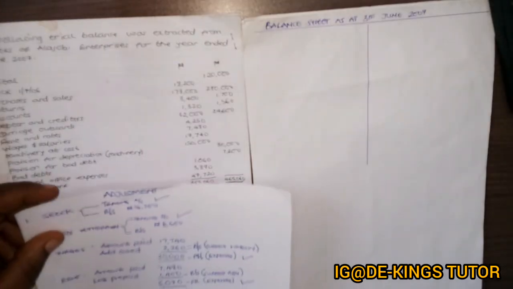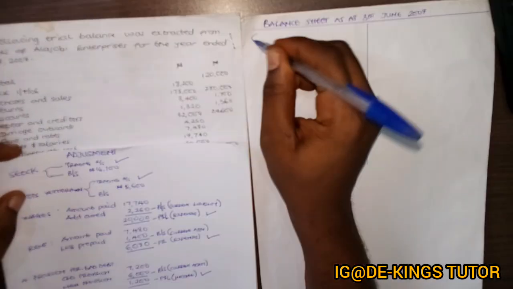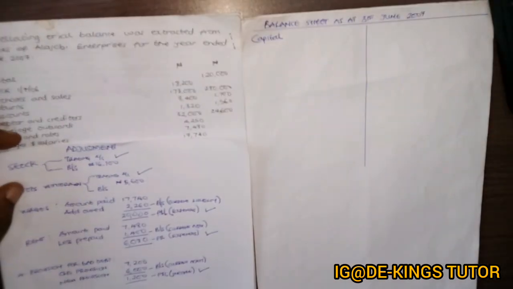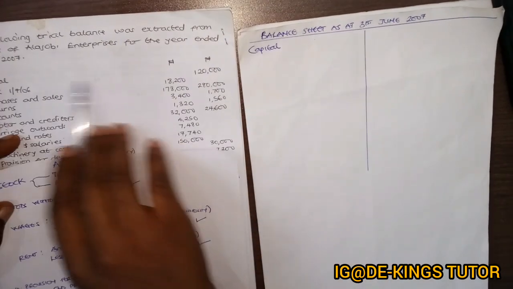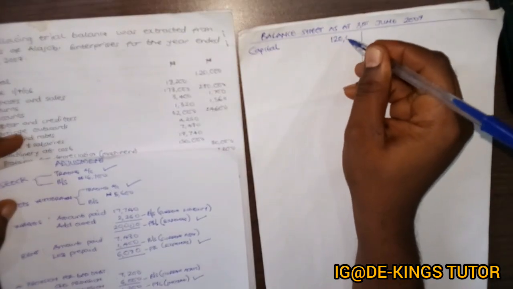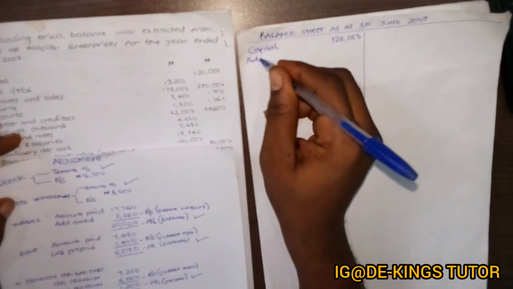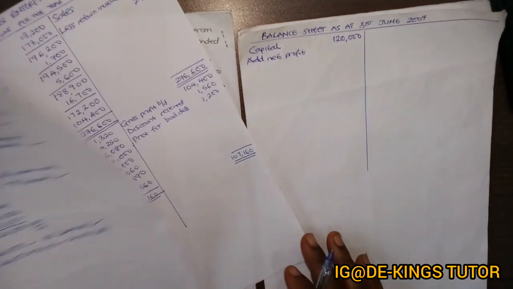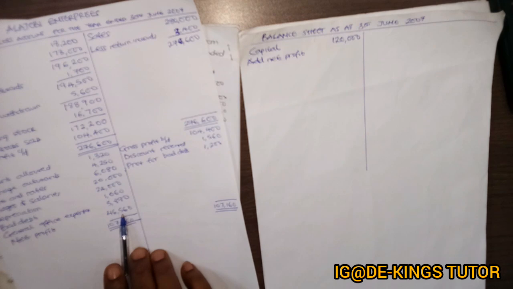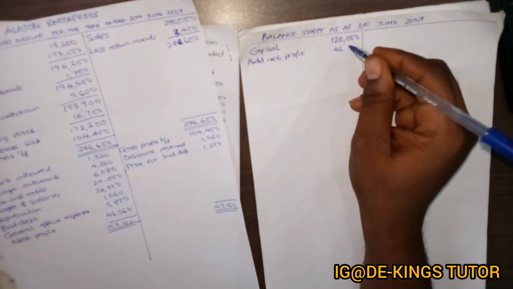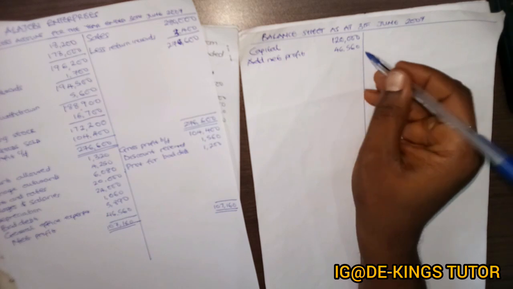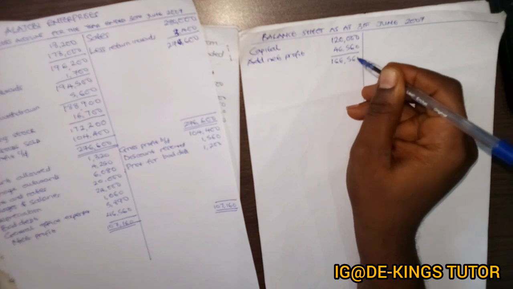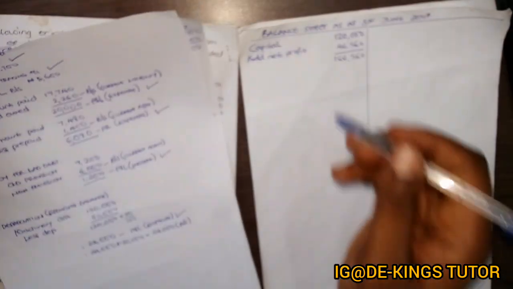We're going to start with the capital. Look at the capital here, 120,000. Now the next thing is to add net profit. The net profit we got from the trading profit and loss account, that's 46,560. If we add it up, it gives us 166,560.